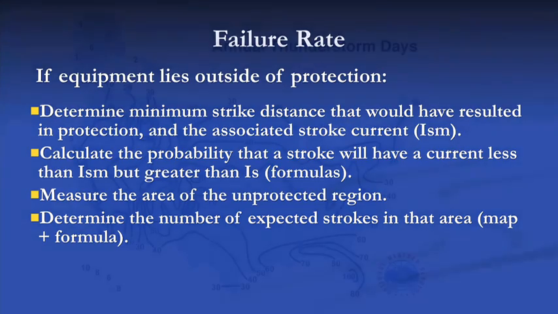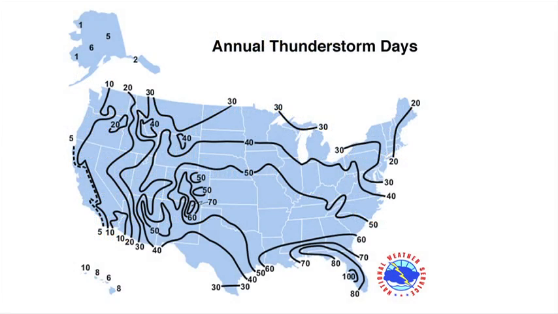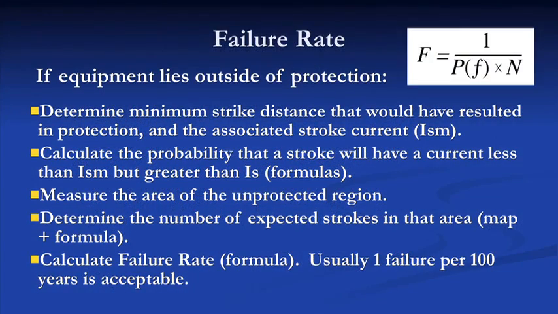Well, how do you do that? We have an isokeraunic map from the National Weather Service that'll show you how many annual thunderstorm days you can expect in your area. So for Atlanta, for example, we could conservatively say 60 strikes a year. That would be our value of T, and we could plug that into this formula, multiply it by the area that we've left unprotected, and find out the number of strokes that will occur in that area per year. And then you just calculate the failure rate from this formula.